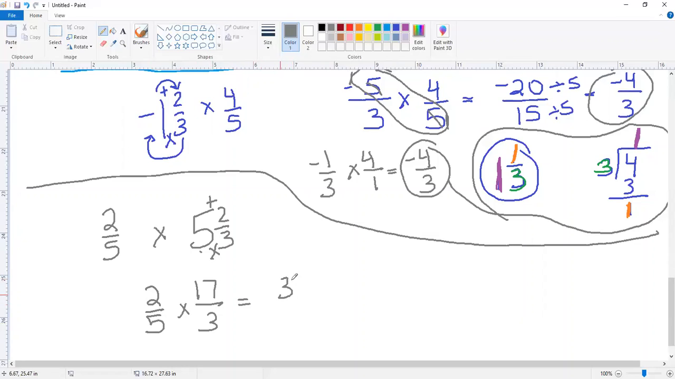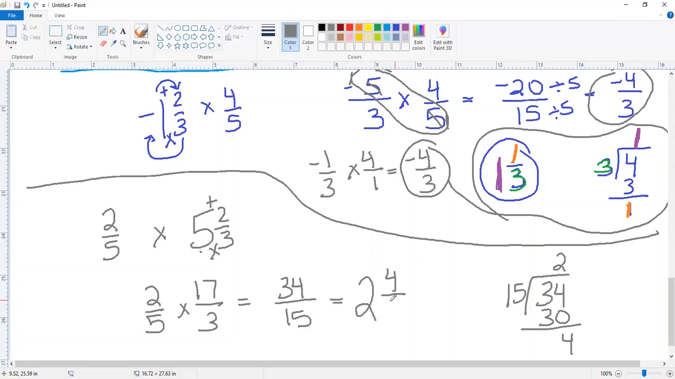2 times 17 is 34. 5 times 3 is 15. There's really nothing they have in common. I mean, but we're not sure. You could go through all the factors of each, but there's nothing they have in common. So we're going to turn it into a mixed number because right now it is an improper fraction. So 15 goes into 34 2 times with a remainder of 4. So our number is 2 4/15 for our final answer.